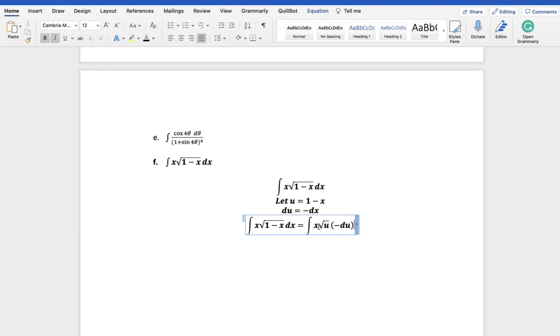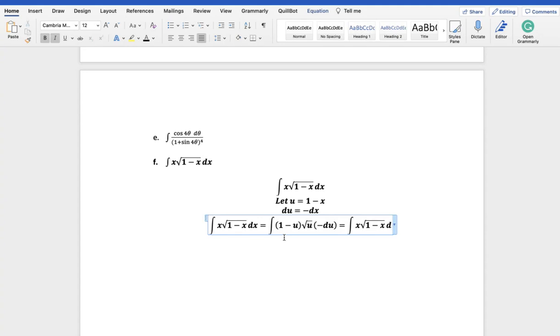And x, because you have that u is equal to 1 minus x, it means that x is just equal to what? I'm asking you guys. 1 minus u. Exactly, 1 minus u. So 1 minus u.